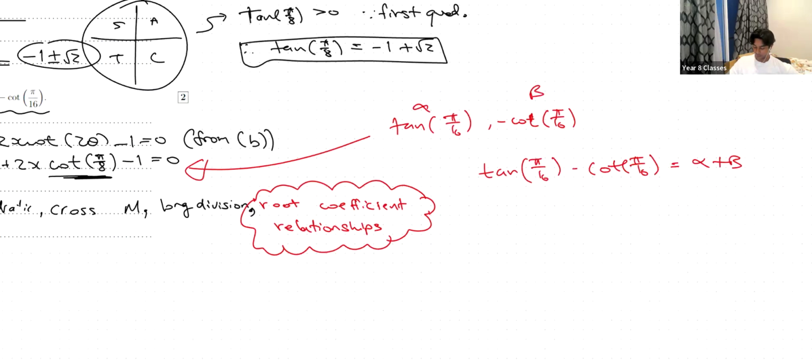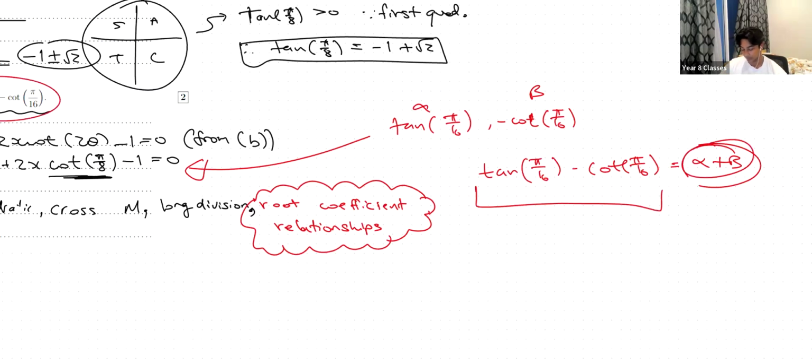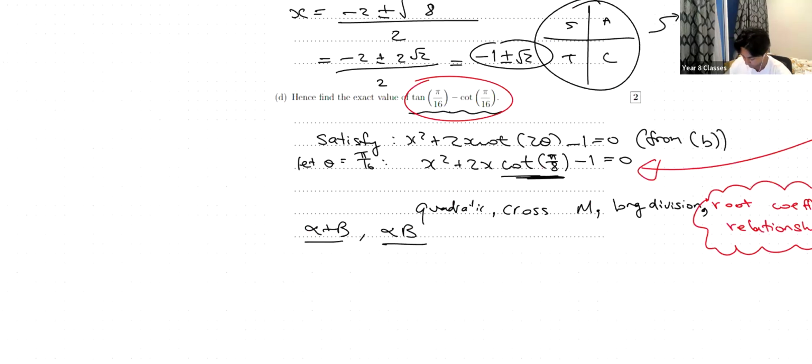So if I do my sum of roots over here, what I'm actually finding is tan pi on 16 minus cot pi on 16. And that's what the question is asking me for. So that's why you do sum of roots, because it basically gives you the answer to what you're trying to find in the question.